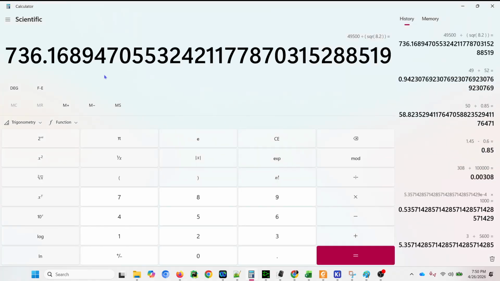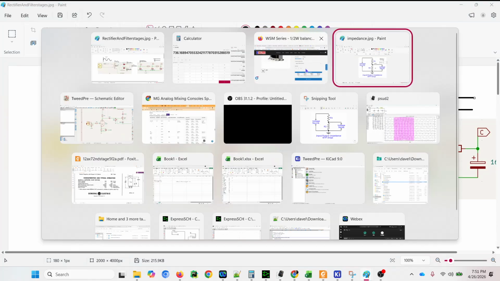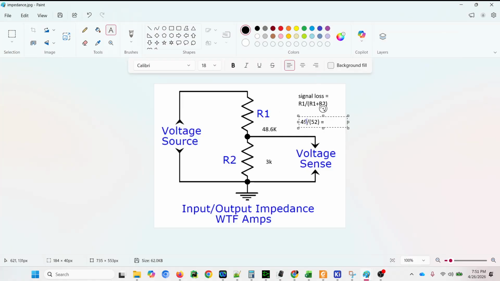Okay, now if we use that transformer, it is going to cut our output impedance down from 49K to 736 ohms. So if we buy this transformer, we can change our equation, right? Because R1, rather than being 48.6K, now becomes 736. And we're going to take 736 and add that to 3K, so that's 3,736. If I divide this by this, it's going to give us the percentage of our signal loss.